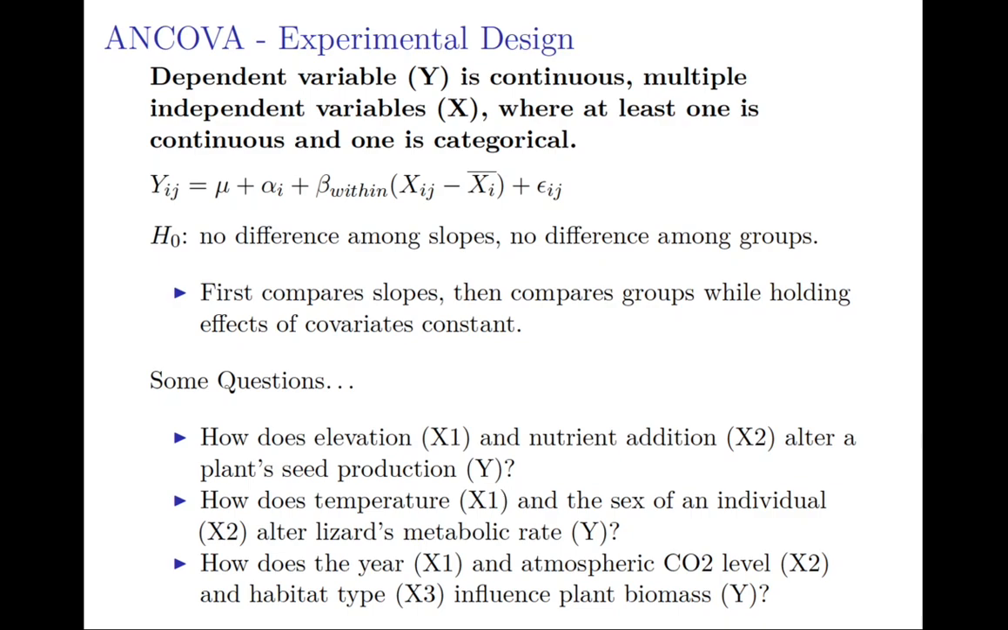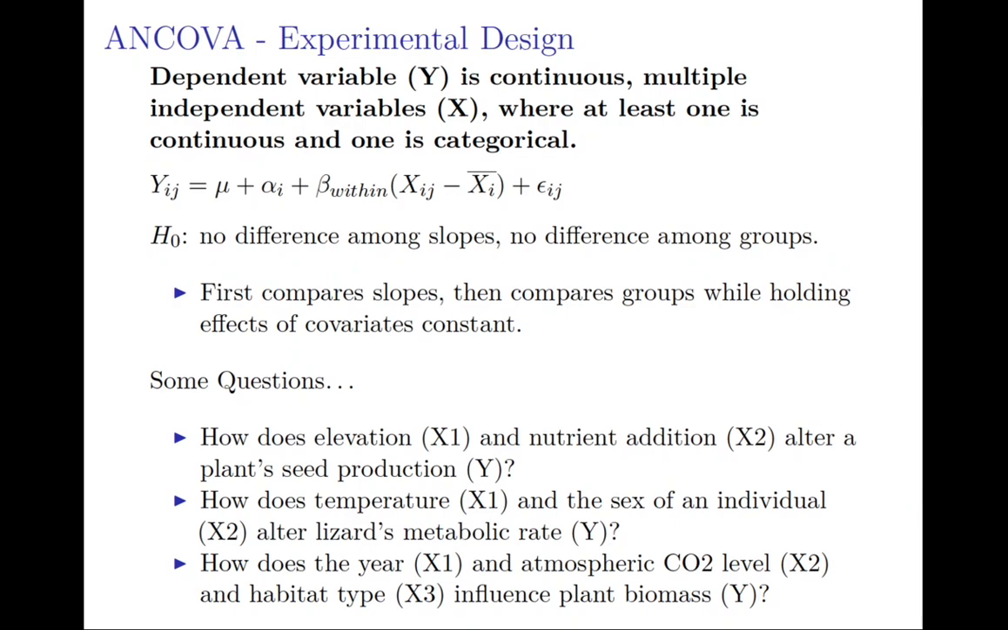And what these models do is first compare the slopes and then compare the groups while holding the effects of covariance constant. So here are some examples of questions that might require an ANCOVA. How does elevation and nutrient addition alter a plant's seed production? So elevation is continuous, nutrient addition is categorical because nitrogen, phosphorus, etc.